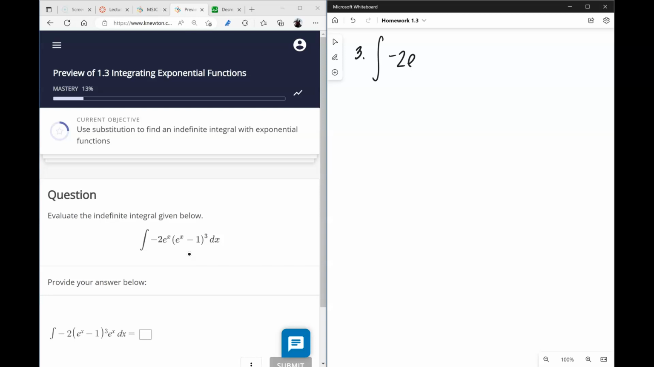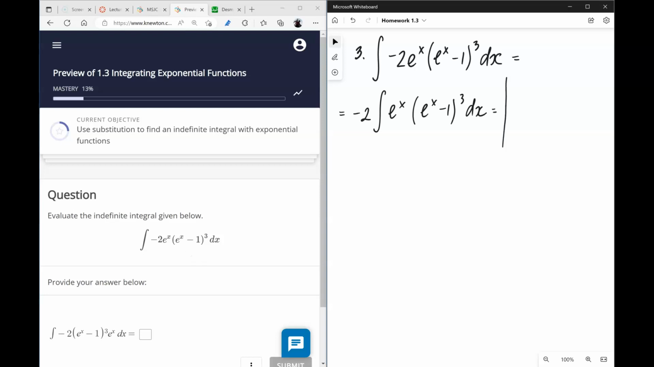Next problem, the negative 2 goes outside. And this one can be tricky, but hopefully you can see right away that the derivative of e to the x minus 1 is just e to the x, meaning we clearly have this pattern for substitution.